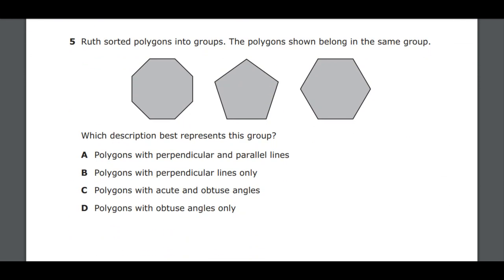Number 5. Ruth sorted polygons into groups. The polygons shown belong in the same group. Which description best represents this group? A, polygons with perpendicular and parallel lines. B, polygons with perpendicular lines only. C, polygons with acute and obtuse angles. D, polygons with obtuse angles only.